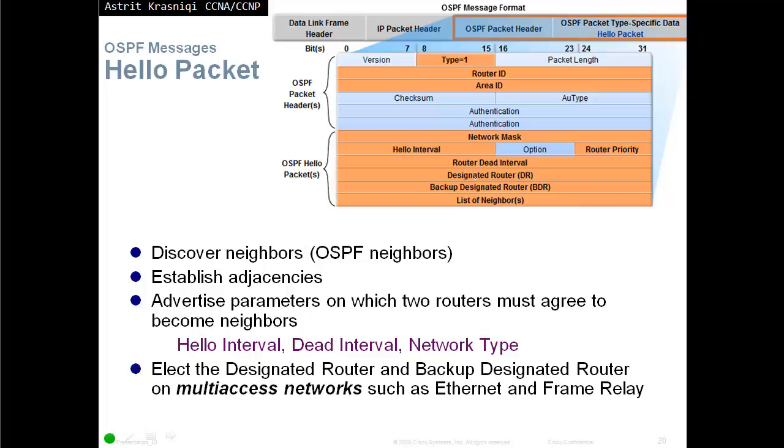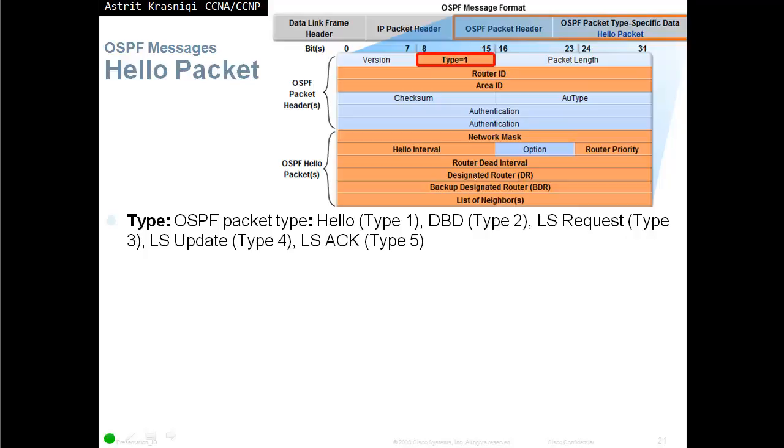It also elects the designated router and backup designated router on multi-access networks such as Ethernet and Frame Relay. So if we establish neighbors in a multi-access network, then we have to elect the DR and BDR. First is the type. On the top there you can see is type 1. Type 1 matches hello, so this is a hello packet. Type 2 would be DBD, type 3 LSR, type 4 LSU, and then LSAck is type 5.